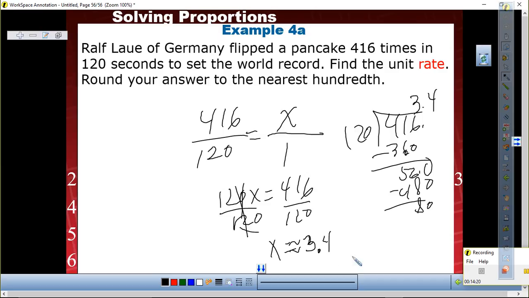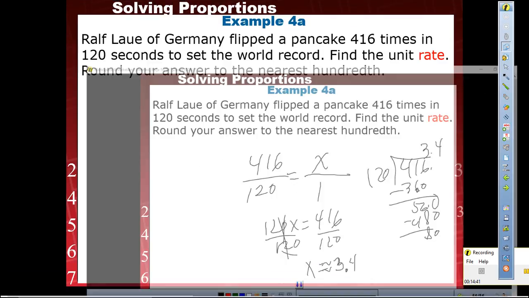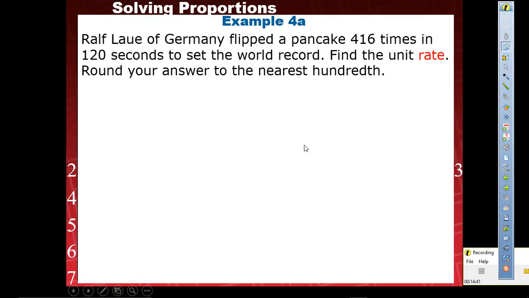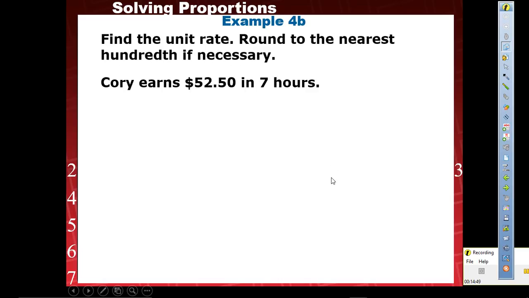So let's try it. In 1 second, let's flip a pancake 3.4 times. Ready? 1, 2, 3. That's hard, isn't it? That's crazy. Anyway, if you go into the restaurant business, you're going to have tough competition with people like that.